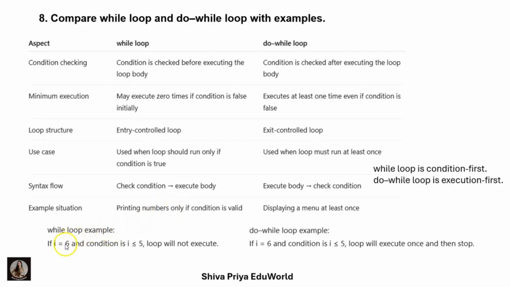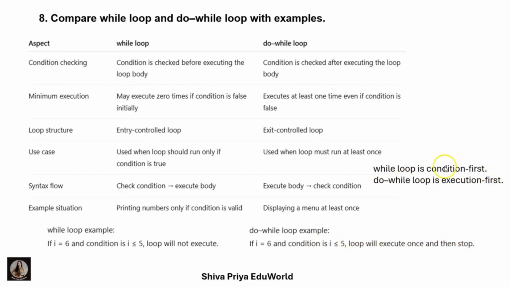For example, if i is equal to 6 and the condition is i less than or equal to 5, the loop will not execute, because i is 6, which is not less than or equal to 5. In this case, it will not execute. If i is equal to 1 and the condition is i less than or equal to 5, then the loop will execute. Clear? In do while loop, it will execute at least once, right? For example, if i is equal to 6 and the condition is i less than or equal to 5, the loop will execute at least once, even if the condition fails, and then stop.